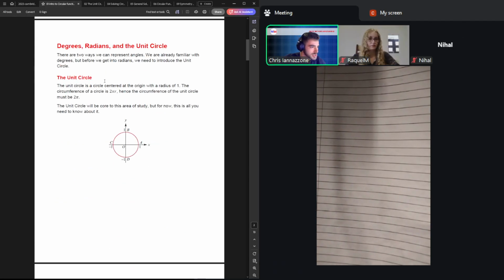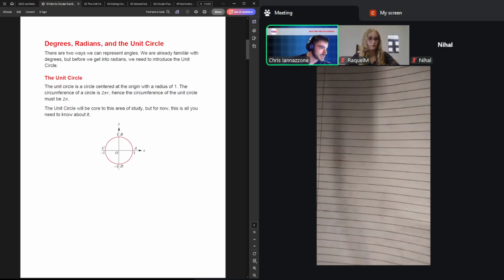Okay, so intro to circular functions. So very basic stuff. Degrees, radians. These are a measurement of angles in your unit circle or otherwise. Everyone would definitely be familiar with degrees. You may or may not be familiar with radians at this point. We'll get into that in a moment. First, what is this unit circle?